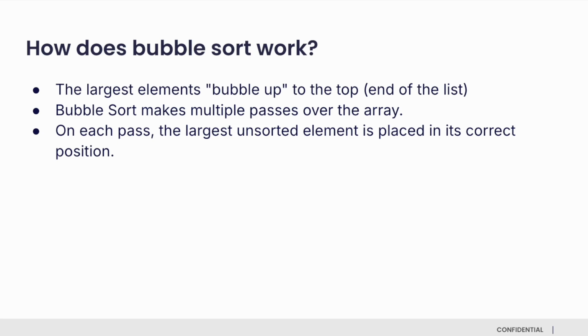Let's first start by talking about how bubble sort works. As the name implies, the goal of this algorithm is to have the largest elements bubble up to the top or the end of the array. In this algorithm, there are multiple passes that are made over the array until every element is in the correct spot. And on each pass, the largest unsorted element is going to move its way up to the correct place towards the end of the array.